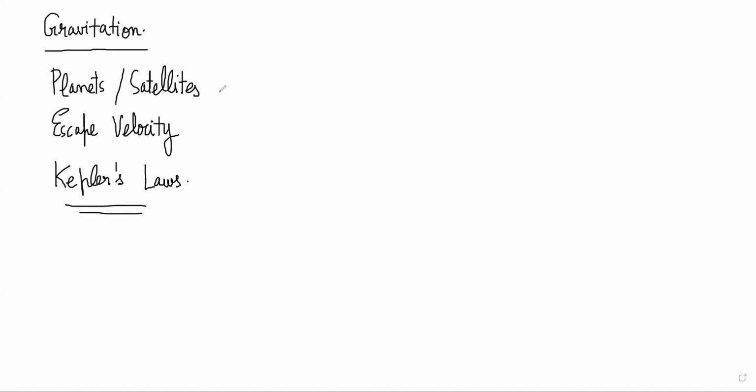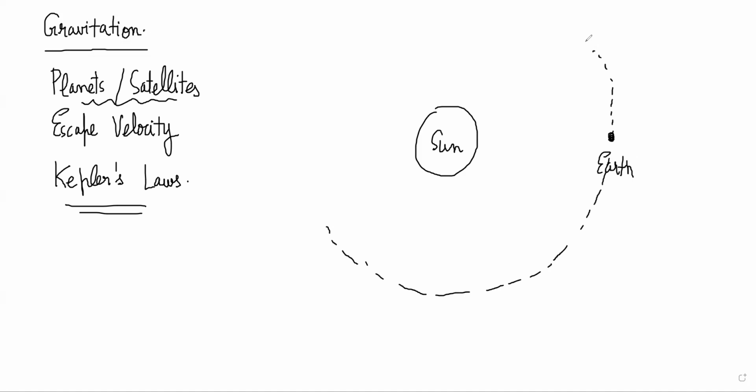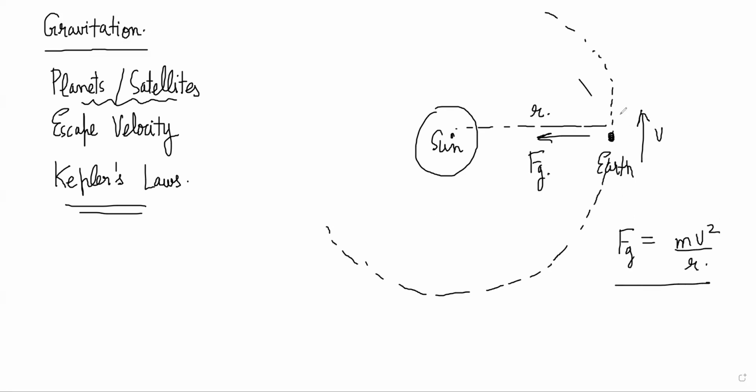So, we start off with understanding how planets and satellites are moving. If you have, let's say, the Sun and the Earth is trying to go around in a circle around the Sun, then obviously it is going at a speed v, and the force of attraction is the gravitational force. If the radius of the orbit is r, then for the Earth, Newton's law equation is Fg equals mv squared by r. And Fg is G capital M, mass of Sun, times mass of Earth, by r squared, equal to mv squared by r.